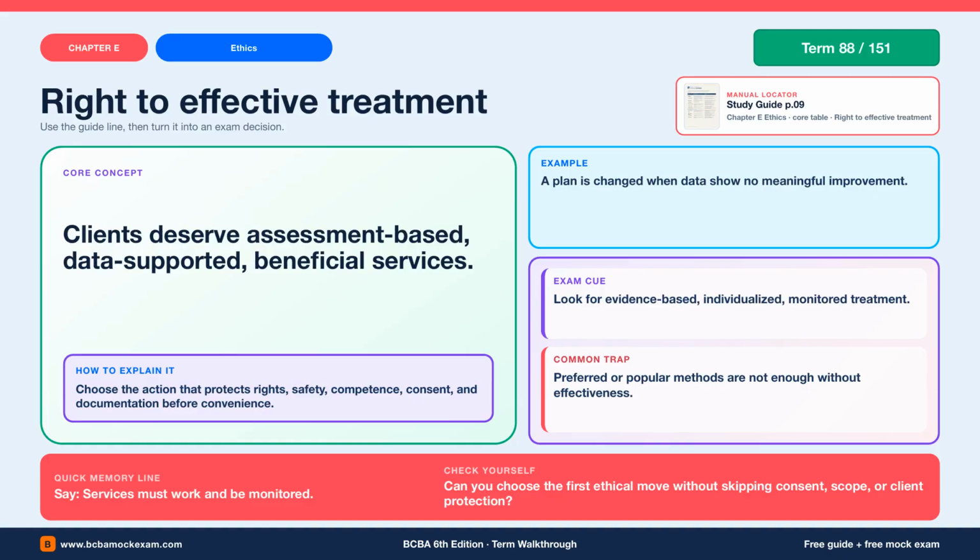Right to effective treatment. Right to effective treatment means clients deserve interventions that are evidence-based, individualized, and likely to produce meaningful benefit. For example, continuing a plan with poor data and no meaningful progress requires reassessment. The exam cue is ineffective treatment, poor progress, or need for evidence-based care. The trap is continuing services because the team is comfortable with the plan. Memory line. Clients deserve treatment that works.